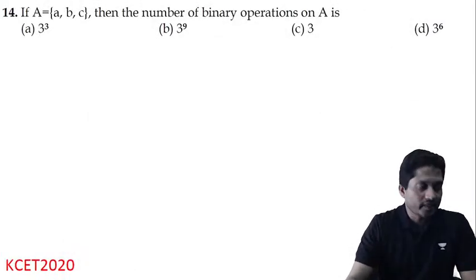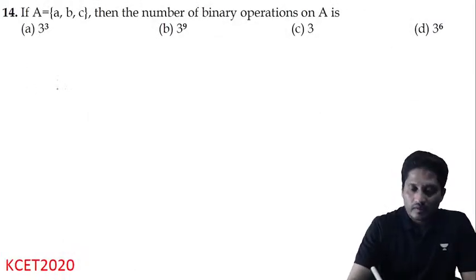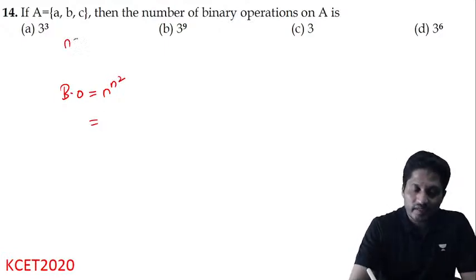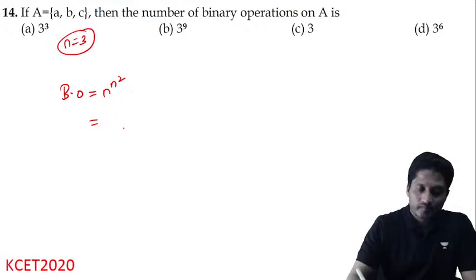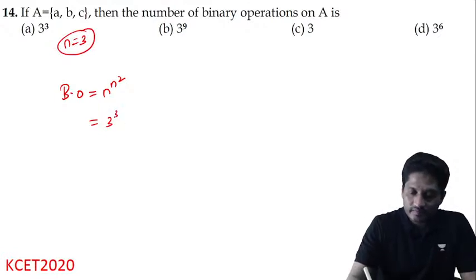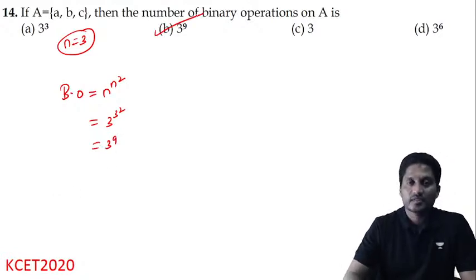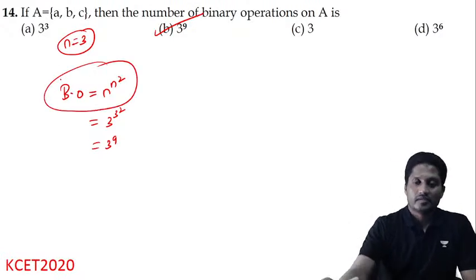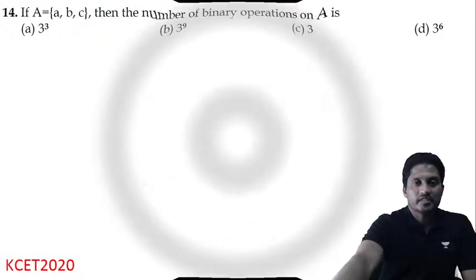Number of binary operations. Okay, now a direct shortcut, guys. The number of binary operations on a set containing n elements is n power n square. Here n is equal to 3, right? The number of elements in the set is 3. So this is 3 square, which is 3 power 9. Right? Answer is option B. Number of binary operations is n power n square. Right? Let's move to the next question.